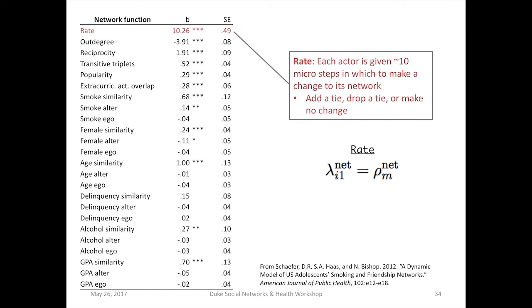The rate effect, here we're looking at the network function. This tells us that each actor has about 10 microsteps to make a change. So 10 per actor. I think this is a model of about 500 folks, so that works out to be about 5,000 microsteps just for network change. All right. Rate effects are really not usually interesting to talk about when interpreting a model.